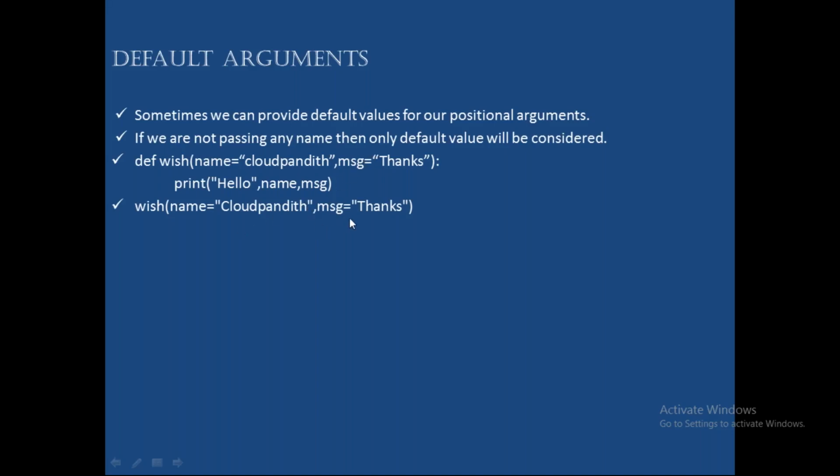Now name equal to Cloud Pandit, message equal to thanks. Now message equal to congrats. Here you have thanks, but for message I'm saying congrats. Name equal to Cloud Pandit will go. Next, wish. I can call it simply without having any data. In this case, what is my name? What is my message? Can you tell me?